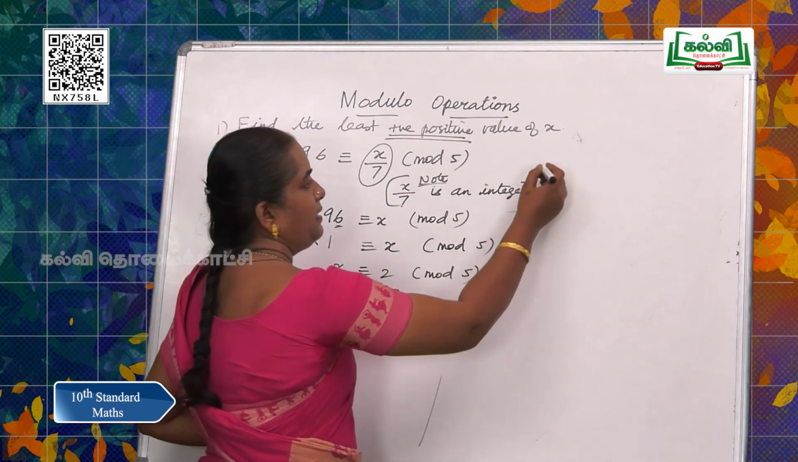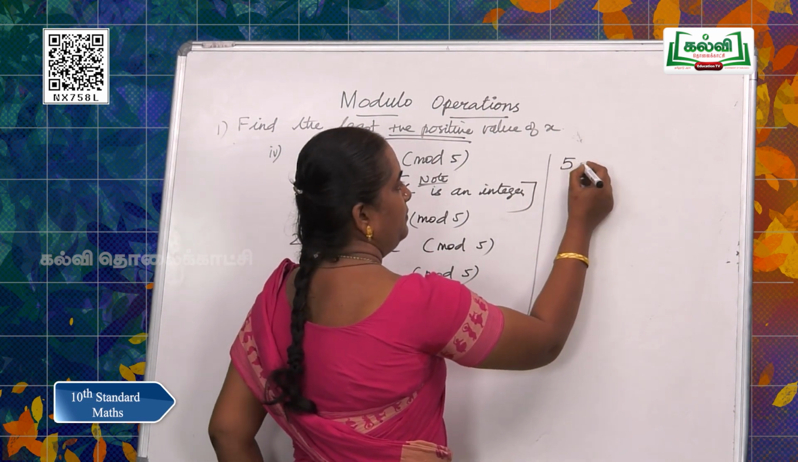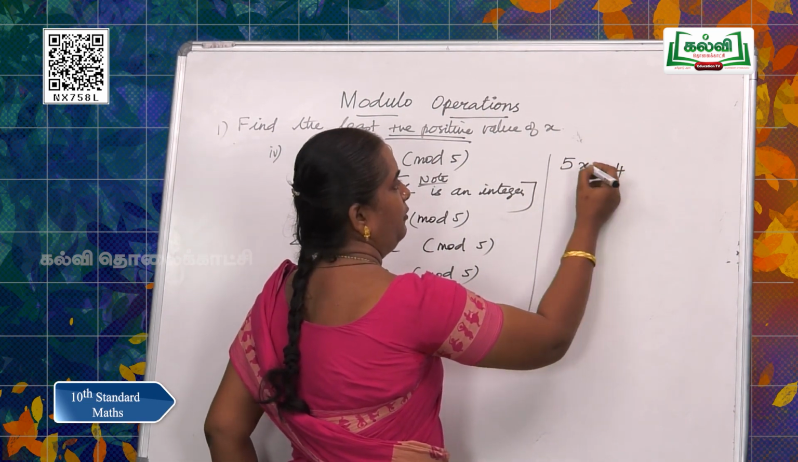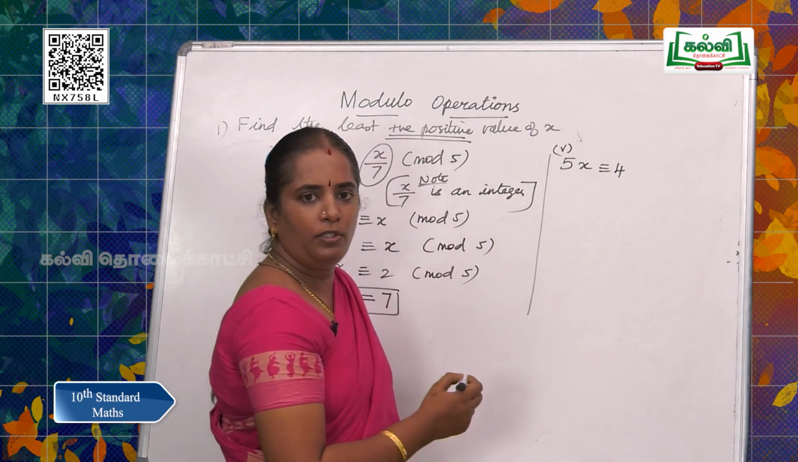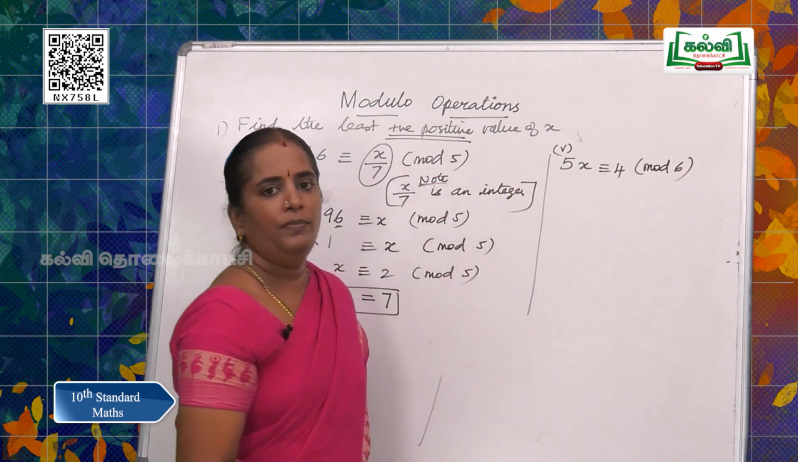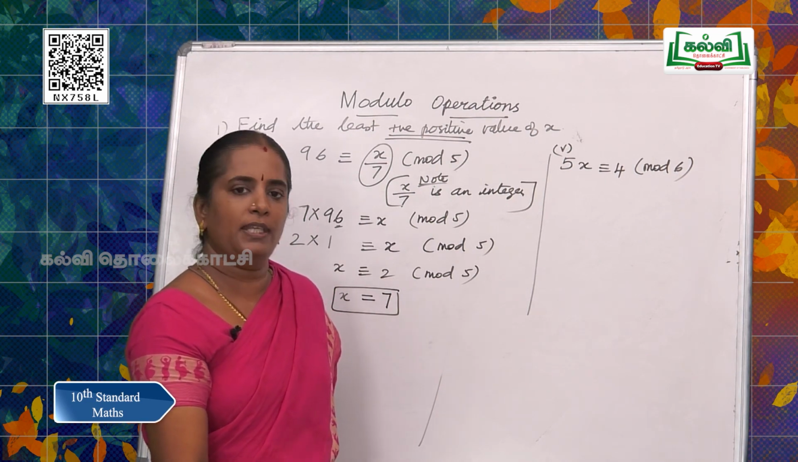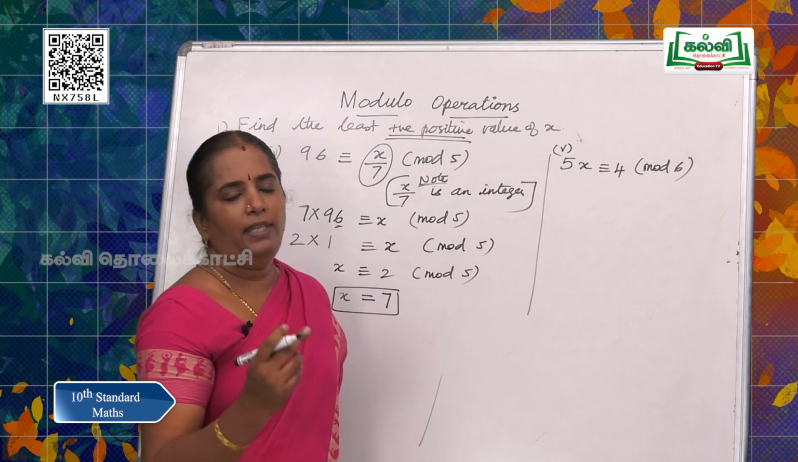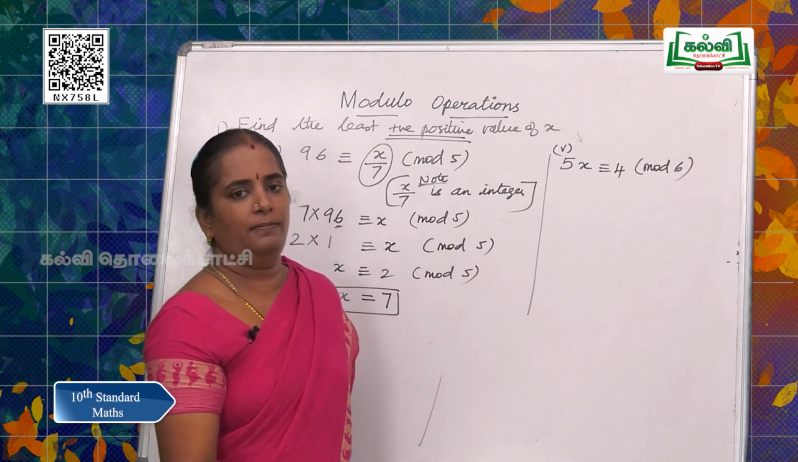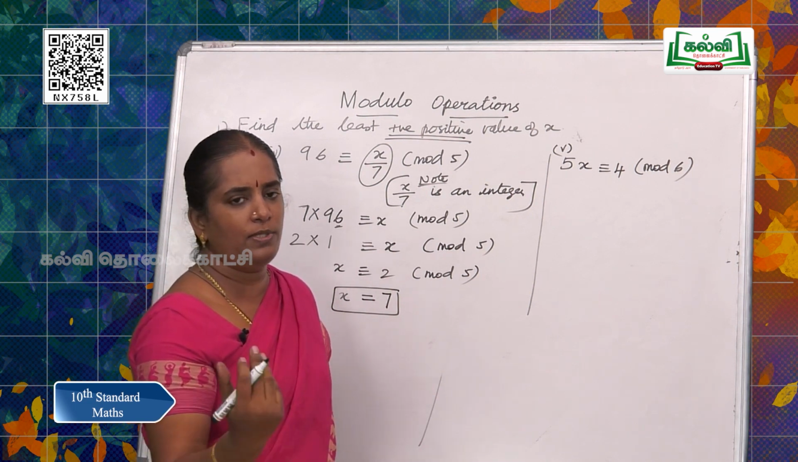Okay. Let us go to the next sum. Fifth one, 5x is congruent to 4 modulo 6. See, what does it mean? 5x is congruent to 4 modulo 6. So, let us do the sum in two ways. Shall we? Yes, you can follow your own method. You can choose any of the methods.